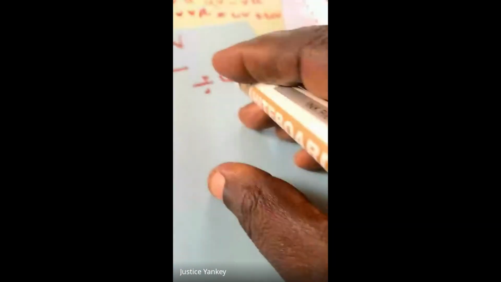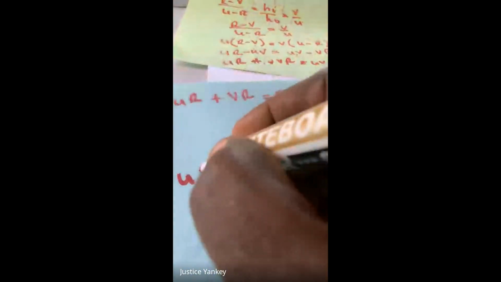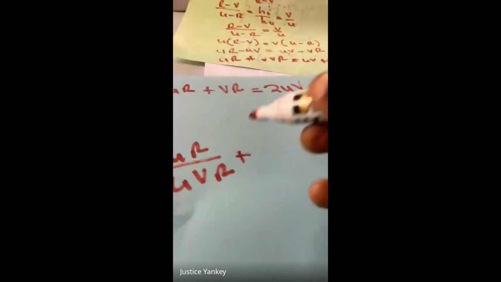Now, I'm going to divide everything here by UVR. I'm going to divide both the left-hand side and the right-hand side by UVR, U times V times R. When I do so, I'm going to get UR over UVR plus VR over UVR equals 2UV over UVR.